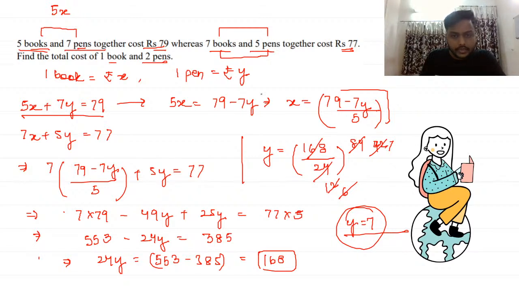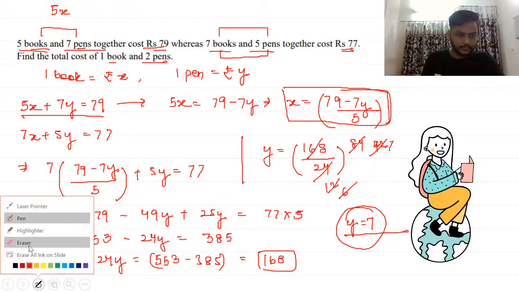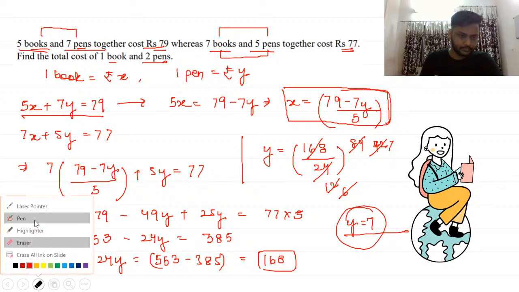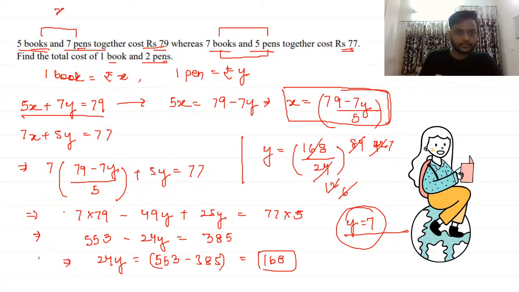Or what you can do is you can directly use this to find out your x. Okay, so x will be what? I'm doing it for you, please focus. Your x will be, guys, 79 minus 7 times y, that is 79 minus 49 upon 5, that is 30 upon 5, and that is nothing but 6.